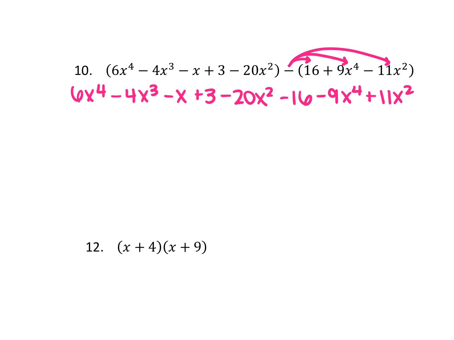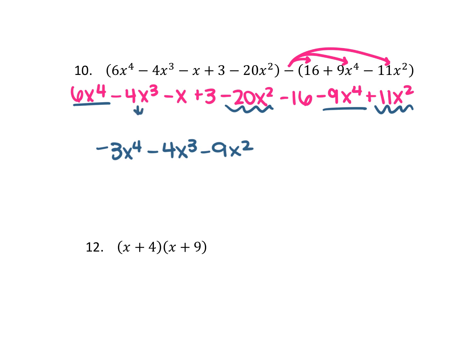Combining our like terms, starting with the x to the 4th, we have negative 3x to the 4th. Then with the x cubed, we are going to just drop that down. Next would be the x squared, so we have negative 20x squared plus 11x squared, which is negative 9x squared. Next, we are working with the x, which we just have one of, so we'll drop that down. And lastly, you have the 3 minus 16, which is negative 13.